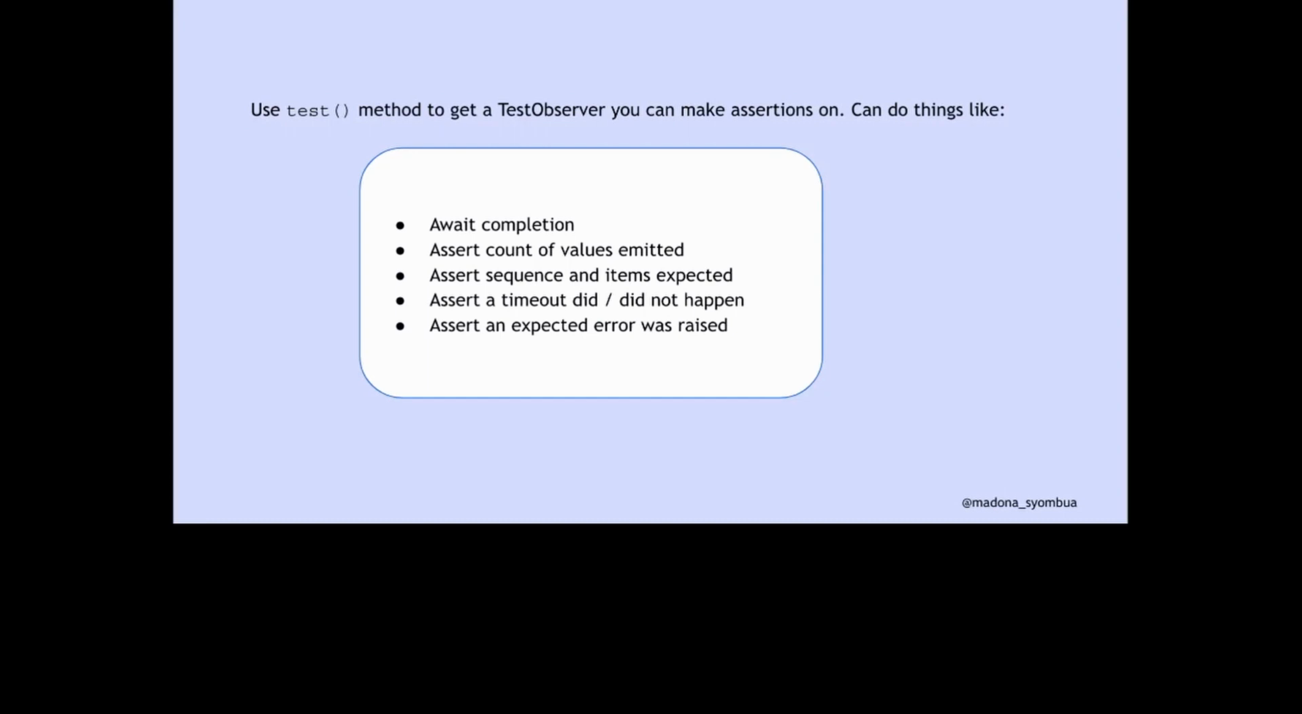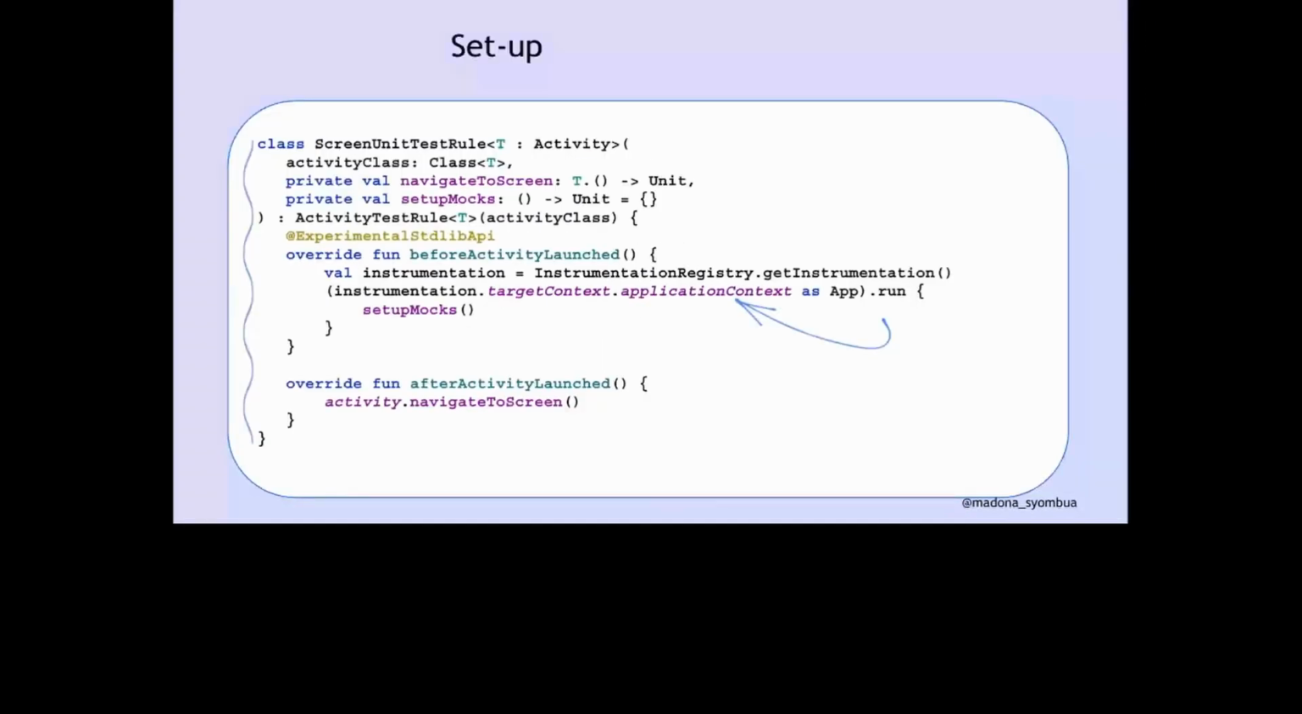So here, again in RX, there's the use test method to get a test observer. You can make assertions on, let's say, await completion, assert count of values emitted, assert sequence and items expected, assert a timeout did not happen, assert an expected error was raised. So just simple examples of what you can leverage when you're testing in RX. Now, there's definitely a lot of setup that goes behind this, and for instance, you can see this particular class.